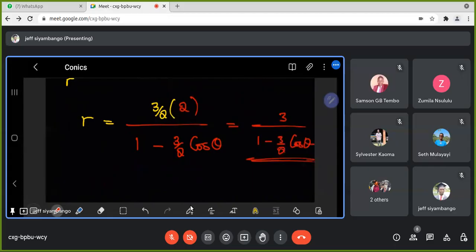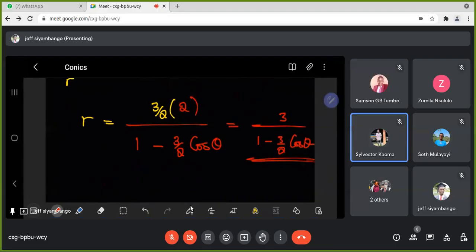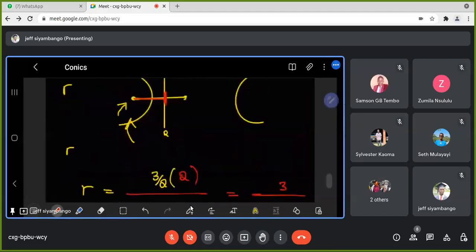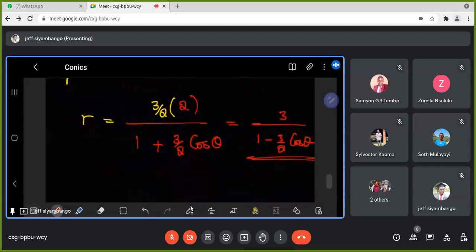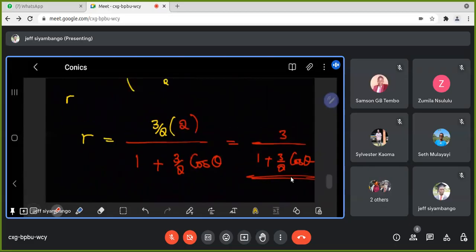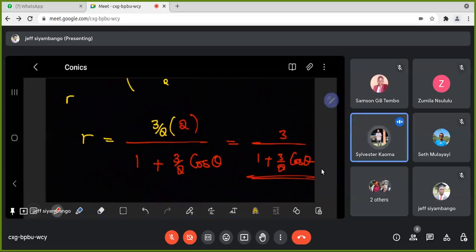Any questions here? Where did the minus come from? Wait. The one opening to the right here is plus. Yeah, sorry for that. The one opening to the right is plus. To the left, I mean. The one opening to the left is positive there. That's what you meant, right? Yes. Okay.